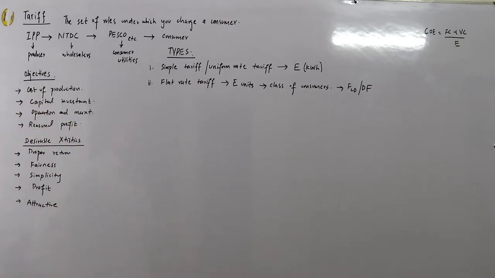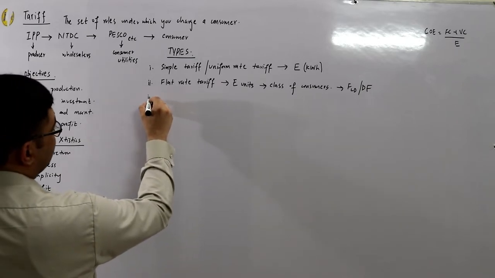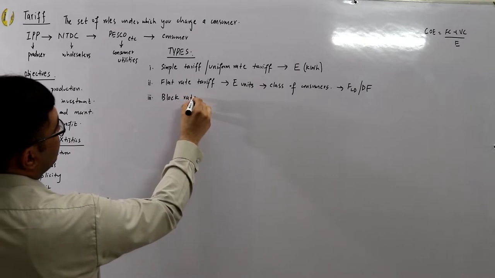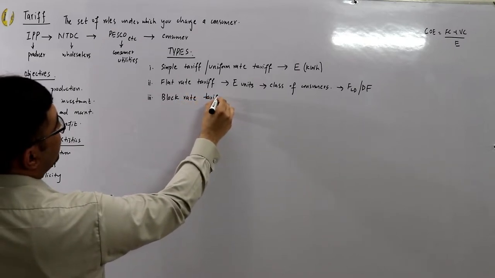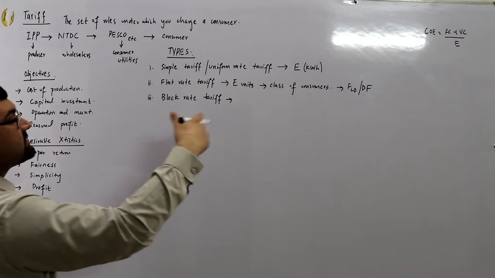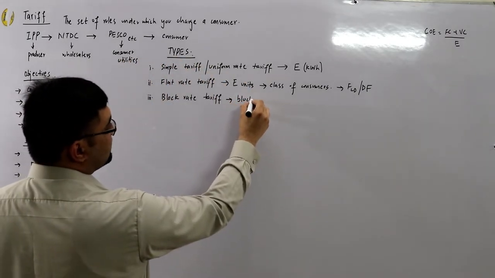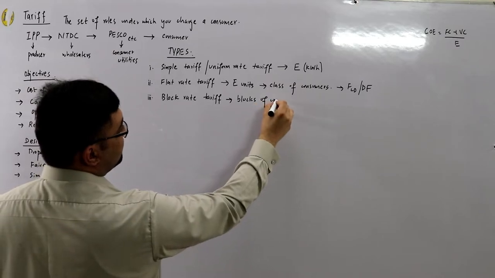The next one, the third one, is the block rate tariff. In the block rate tariff, you have certain blocks of units.